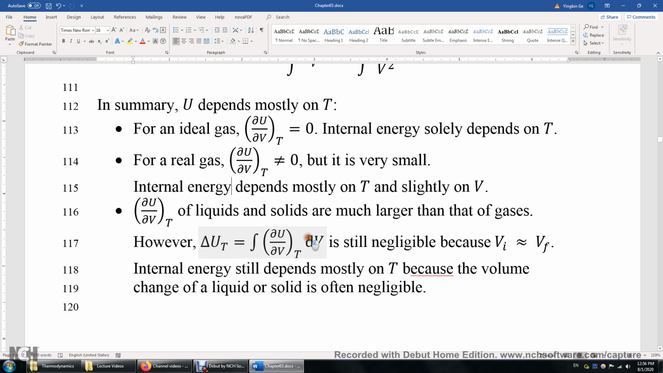But because the volume change of a solid or a liquid is so small, if you integrate this part, despite the fact that ∂U/∂V is large, if Vi and Vf are very close to each other, and that's normally the case for a liquid or solid, then this integral is still smaller than the internal energy change caused by temperature change. So even for liquids and solids, the internal energy depends more on temperature, only because the volume change of a liquid or solid is negligible.